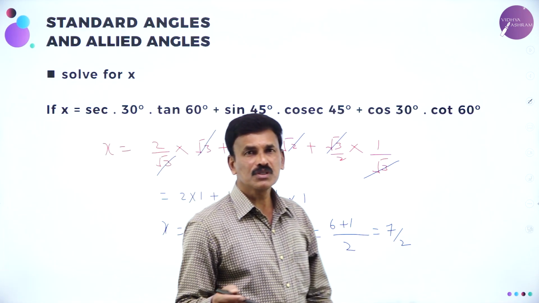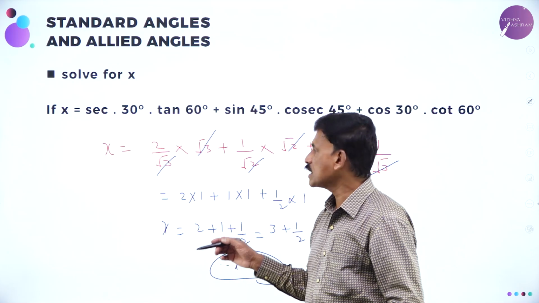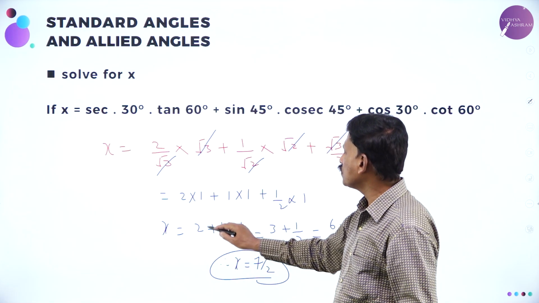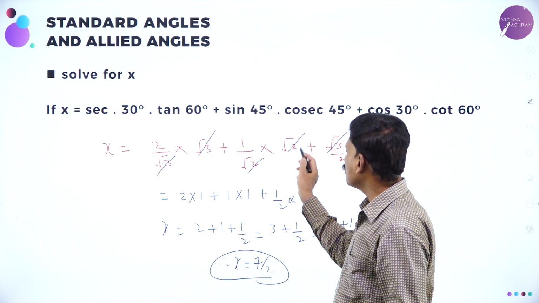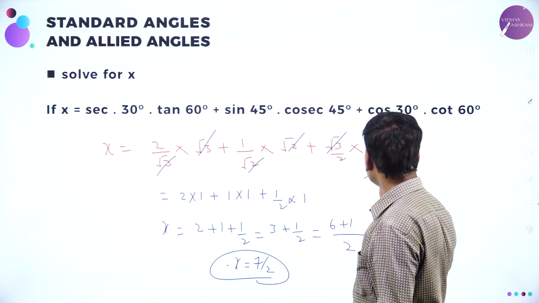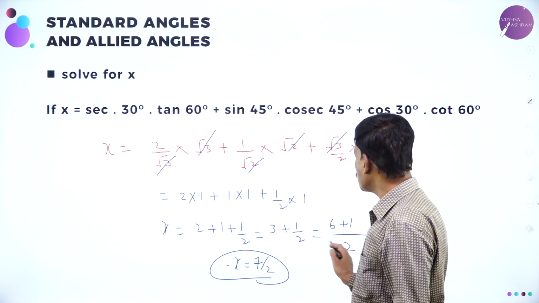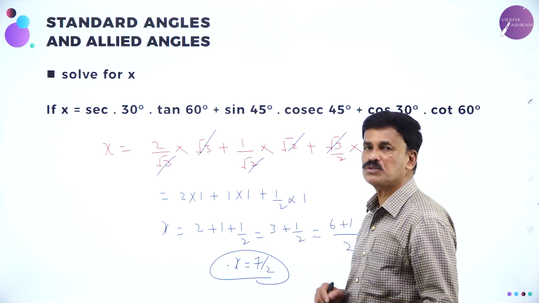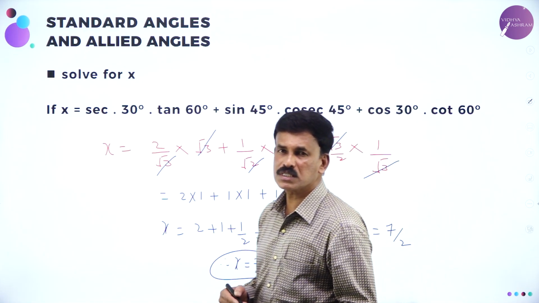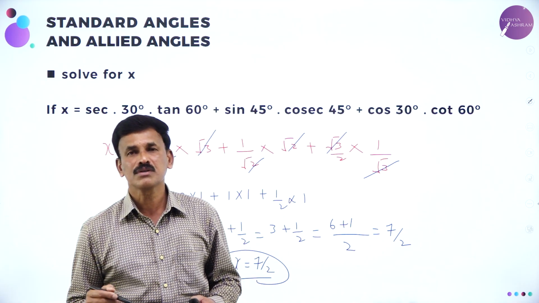Just substitute the values and cancel the terms which gets cancelled. Root 3 gets cancelled. 2 into 1 is 2. Root 2 gets cancelled. 1 into 1 is 1. Root 3 gets cancelled. 1 by 2. 2 plus 1 is 3 plus 1 by 2. Take LCM. 2 is LCM. 3 2s are 6 plus 1 is 7 by 2 is the simplified answer. That's it. Hope you followed. So, x is equal to 7 by 2.